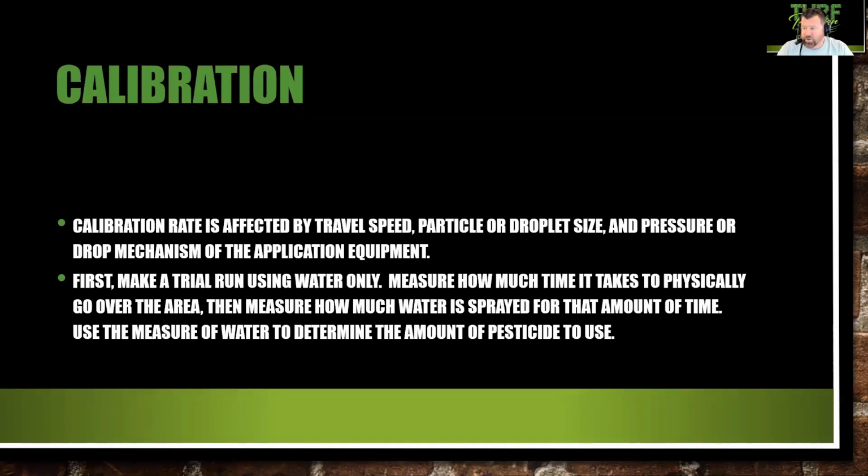Calibration rate is affected by travel speed, particle or droplet size, and pressure or drop mechanism on the application equipment. So first, make a trial run using water only. Measure how much time it takes to physically go over the area, and then measure how much water is sprayed for that amount of time, and then use that measurement of water to determine the amount of pesticide to use. So you'll mark out a little area, and then you'll spray it, and then you'll collect that water in a container that you can measure.